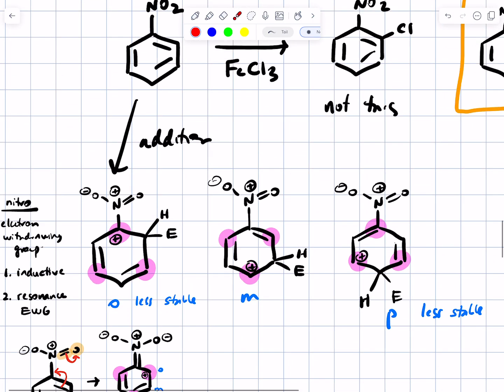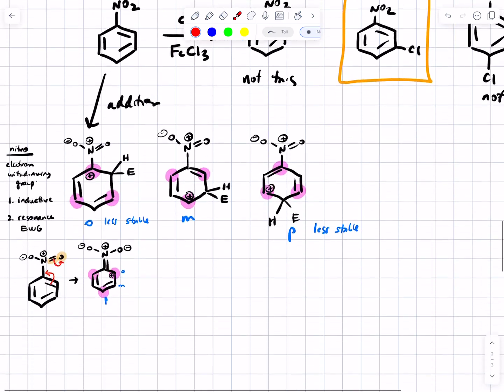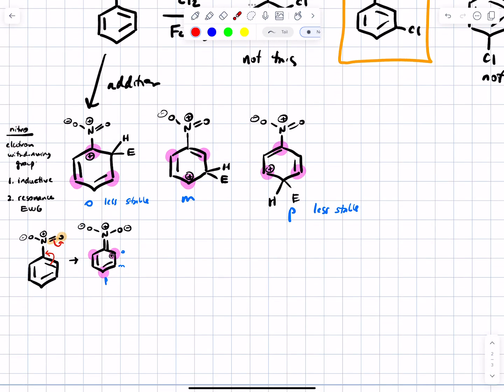So the argument for the donating groups is ortho and para substitution intermediates are better and more stable. For the electron withdrawing groups, the argument is the meta substitution intermediate is just less bad. Okay, questions about that?